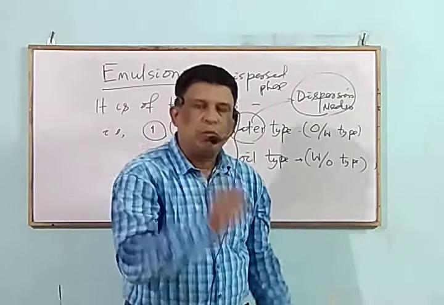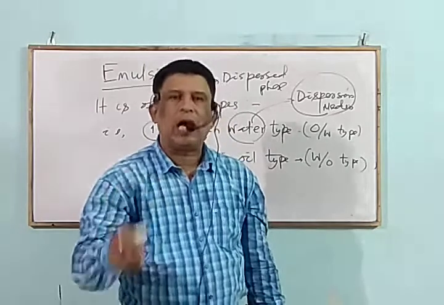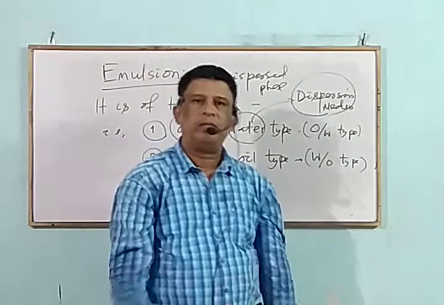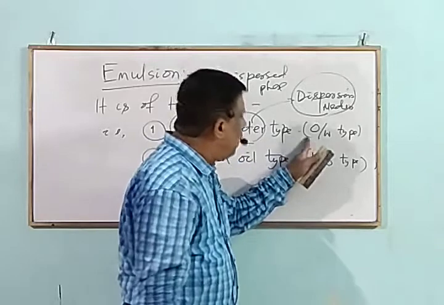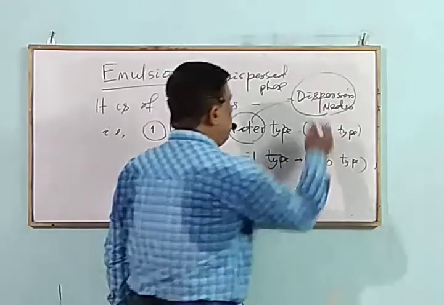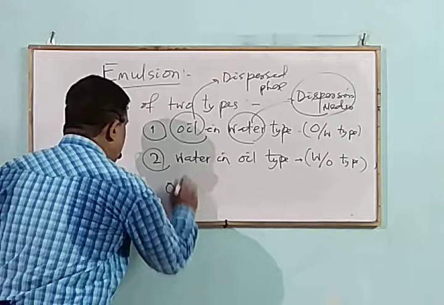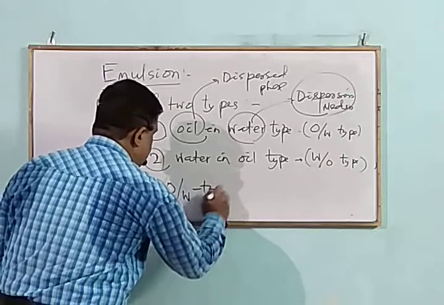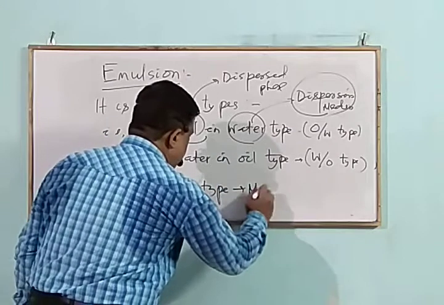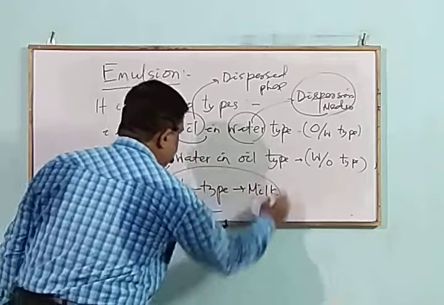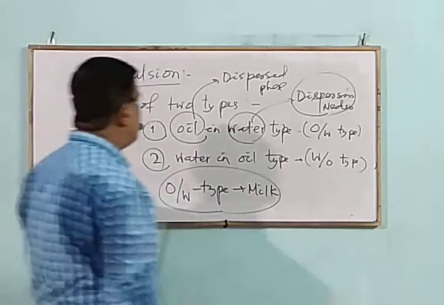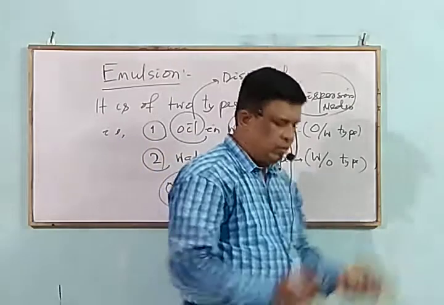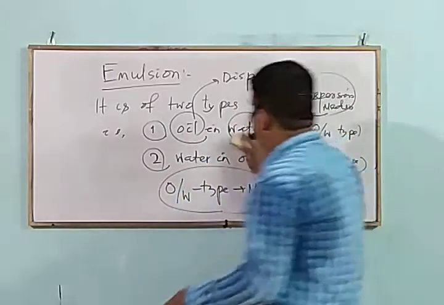That means small oil droplets float over the water. This is known as oil in water type, the O/W type. Suitable example is milk. Next one is water in oil type.